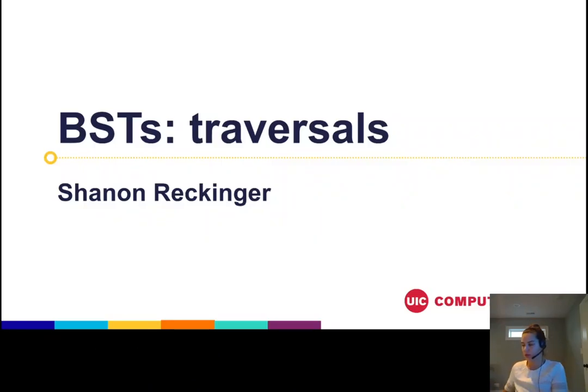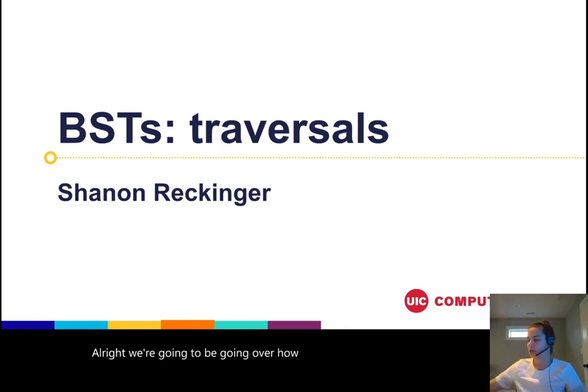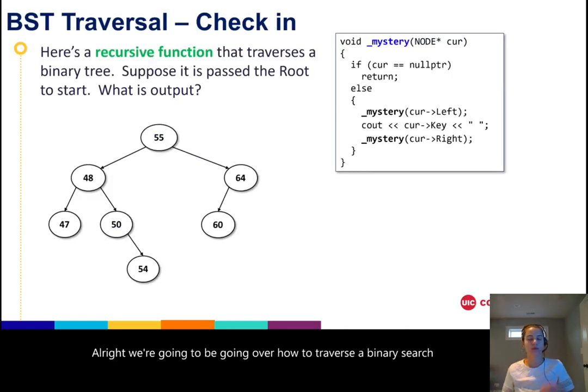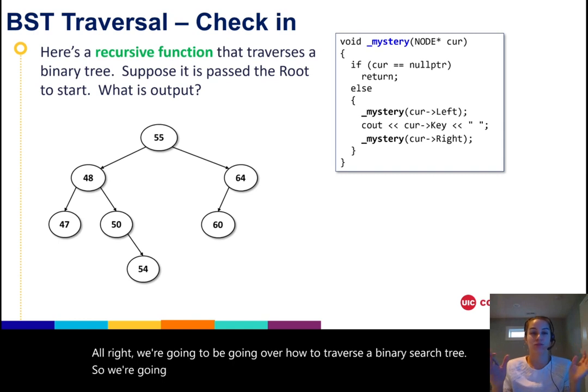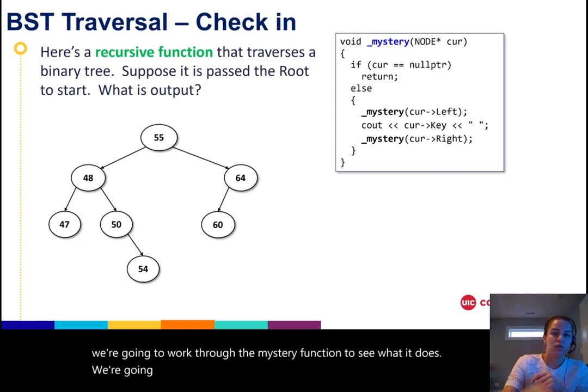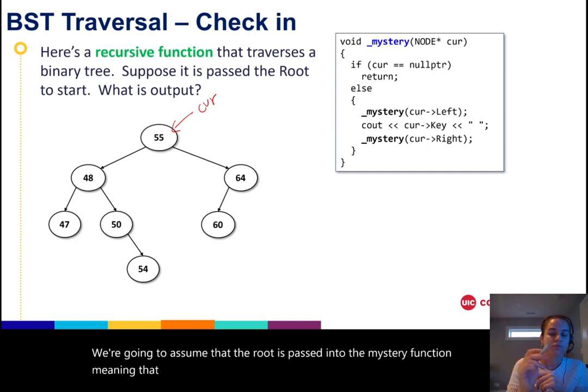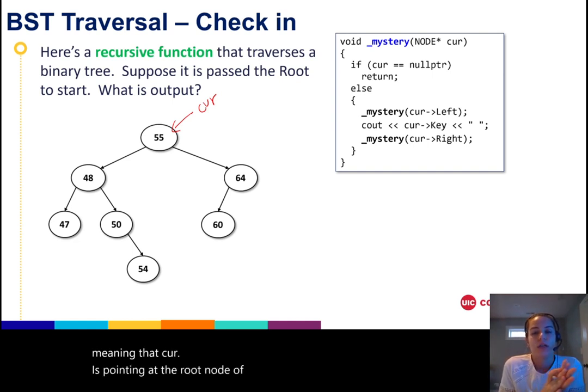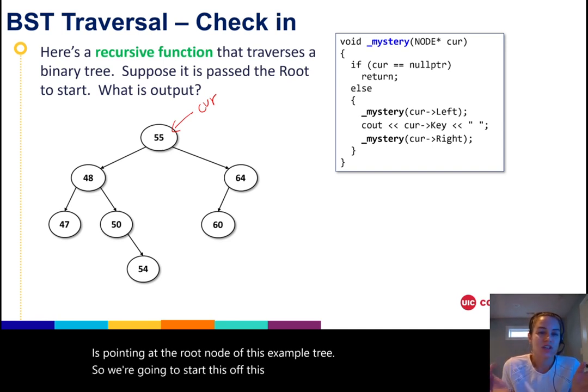Alright, we are going to be going over how to traverse a binary search tree. So we're going to start by just reading a function that we're calling mystery, and we're going to work through the mystery function to see what it does. We're going to assume that the root is passed into the mystery function, meaning that cur is pointing at the root node of this example tree. So we're going to start this off this way, just read through the function and see what we get.